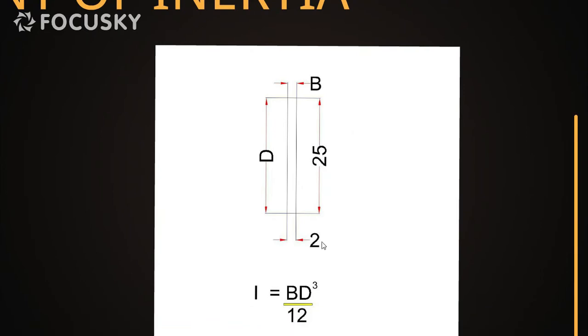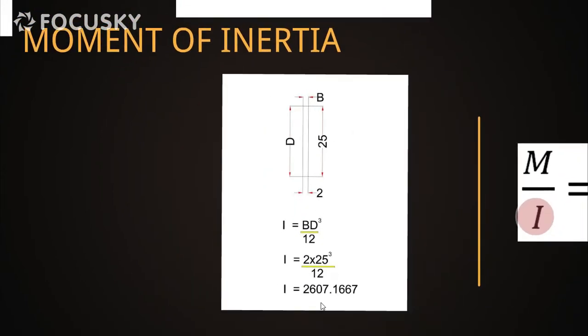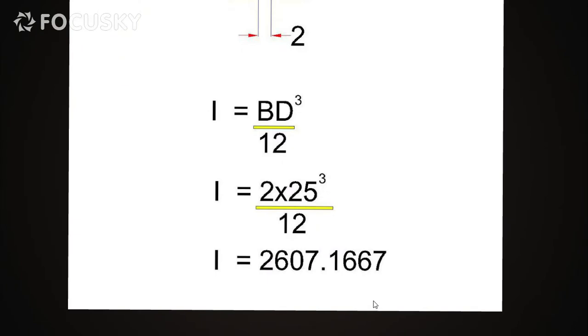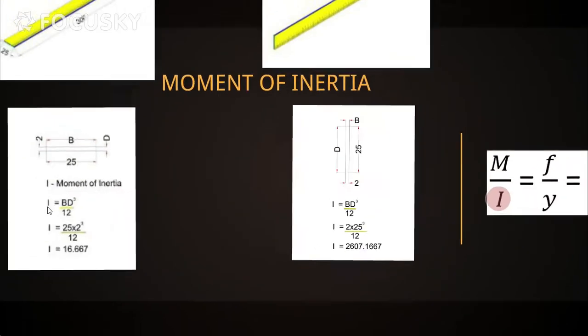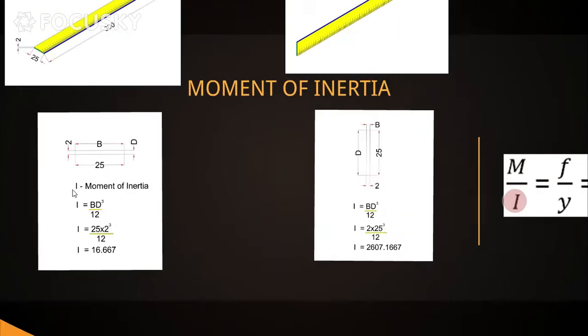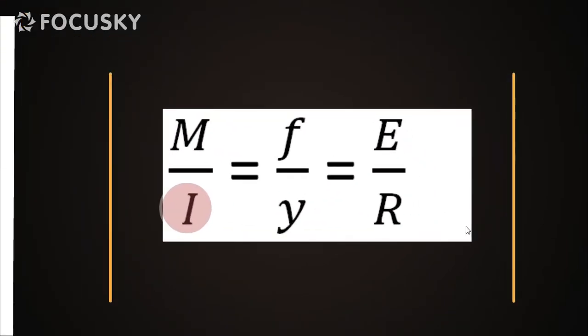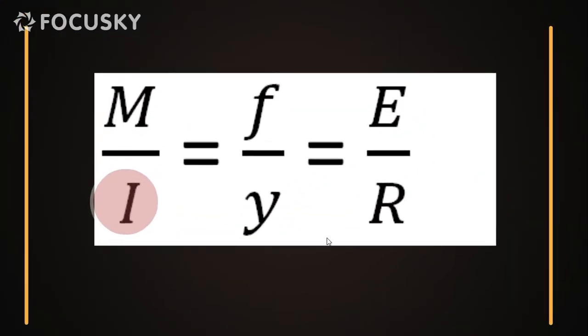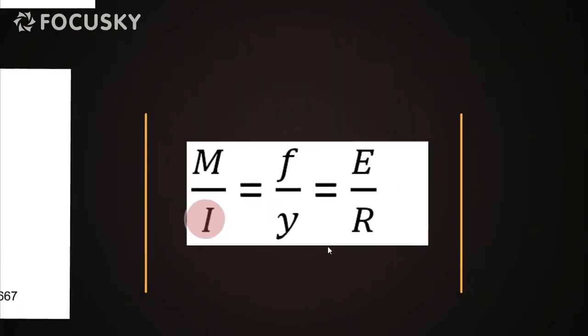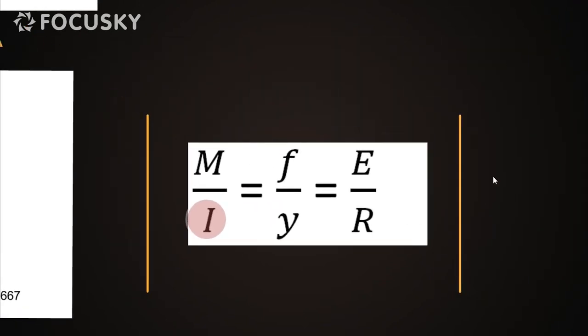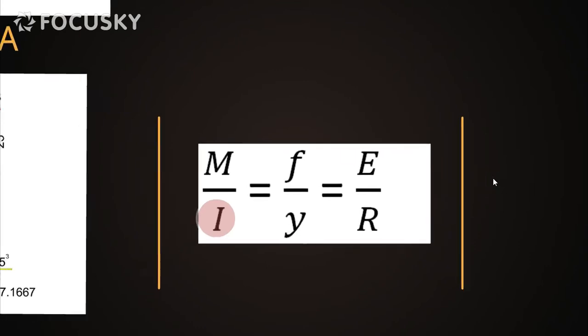When the scale is held vertically, the B and D are interchanged. The depth becomes 25 mm and the width becomes 2 mm. And when we apply this, we get the value as 2607.1667, which is 156 times larger than this profile. This is the reason which contributes to the resistance to bending. As we know, in the bending equation, the moment of inertia governs the bending moment or the bending stress. So a change in this value will abruptly affect the moment induced or the bending stress induced in the member.